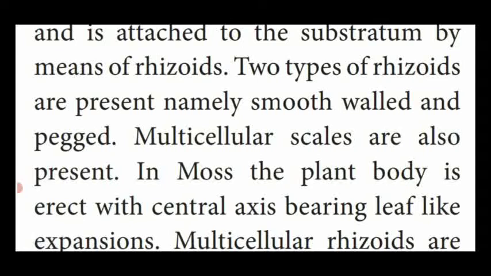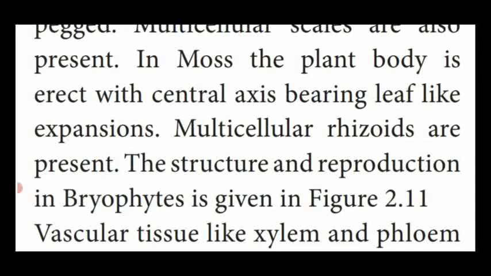But in the last division of bryophytes, named mosses, the plant body is erect. Liverworts and hornworts are horizontal, that is prostrate. But the mosses are erect, that means straight, bearing a central axis. It has the central axis bearing leaves in the nodal region, that means leaf-like expansions. In some, multicellular rhizoids are also present.